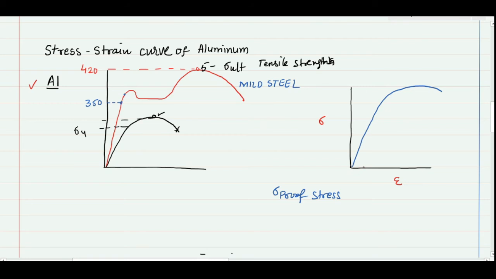So we consider a point on the strain axis that is 0.2% of strain, or magnitude wise it is 0.002. We draw a line parallel to your original line, and wherever this line cuts your stress strain curve, you define that the stress corresponding to that value will be your yield strength. So this stress is also called the proof stress.